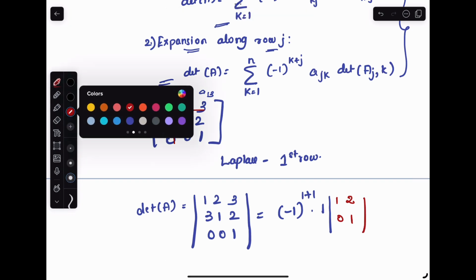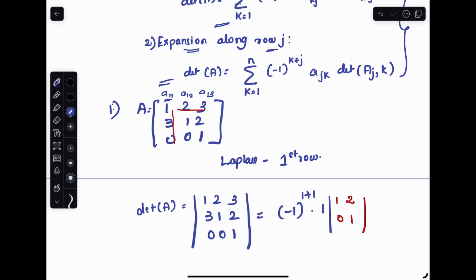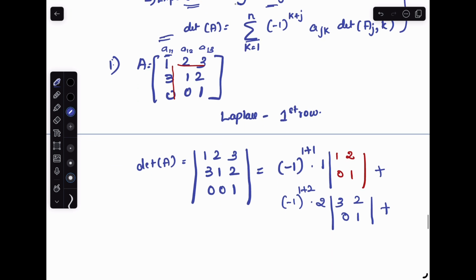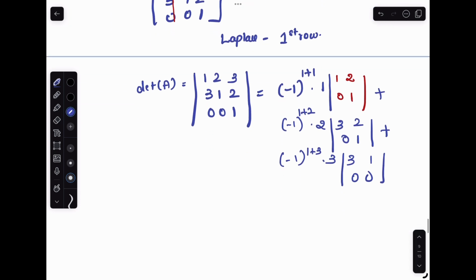Then again, plus minus 1 to the power 1 plus 2 for a12, into the second element, which is 2, and I have to write the minor ignoring the first row and the second column. So it is 3 2 0 1, plus. Why are we writing plus? Because we are always writing the summation. Then minus 1 to the power 1 plus 3 for a13, into 3, and the minor 3 1 0 0.